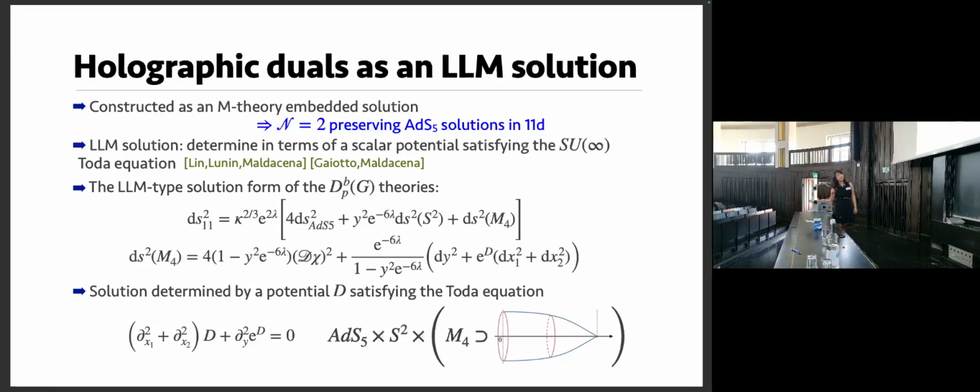So this is the AdS5 metric term, and these are the two internal manifolds that we're taking. This will be prescribed with the potential D satisfying the Toda equation, as S goes to infinity. What LLM tells us is that if we can solve this Toda equation, then we'll be able to solve the whole thing, and thus we'll get the holographically dual AdS5 solution here.